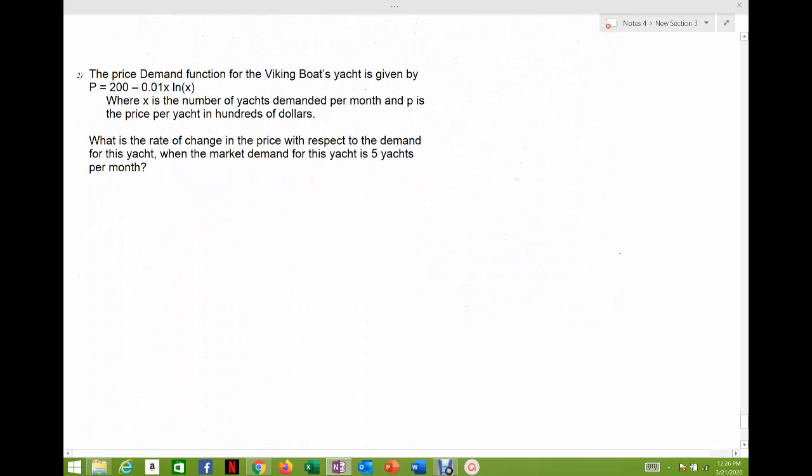We're given the price-demand function for a particular type of yacht, Viking boats, yachts, given by that price-demand equation. So P is the price per yacht in hundreds of dollars. So I've got to keep in mind that my answer is in hundreds of dollars. X is the number of yachts demanded. All right, so my price demand is, and so I'm going to write it down here. My price demand is 200 minus my 0.01x times the natural log of x.